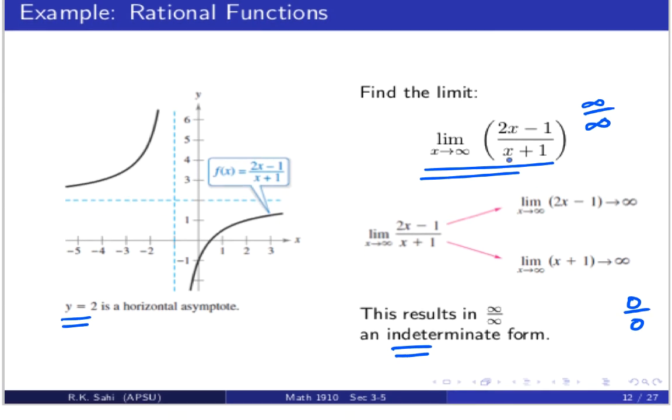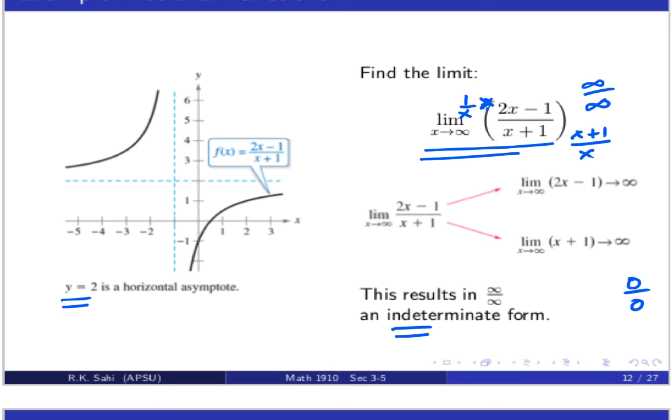What is the degree of the polynomial? 1. So what you're going to do, according to that theorem, is divide the numerator by x, that is, multiply by 1 over x, or also divide x plus 1 by x. Okay. Now, let's do the math on the next slide.